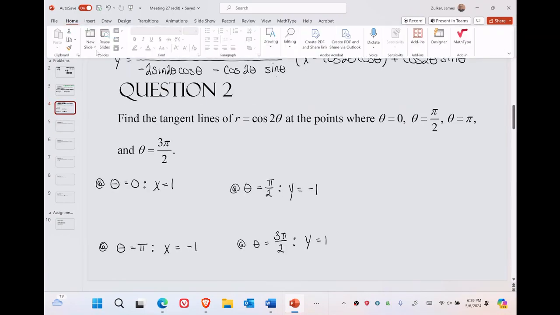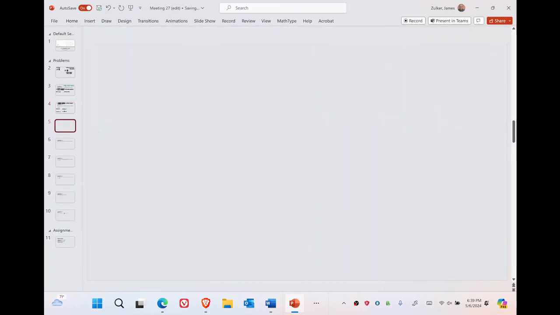Let me know before I go into that. So let's say we're given a polar curve, r equals f of theta. We want to find the area inside r equals f of theta bounded by the rays theta equals alpha and theta equals beta.